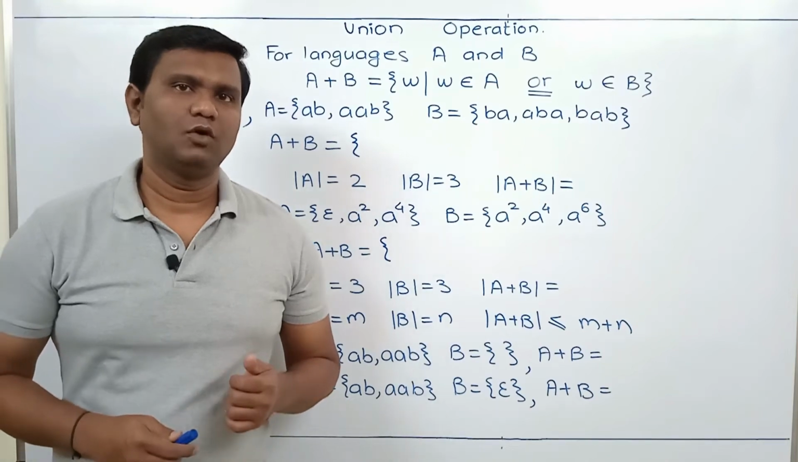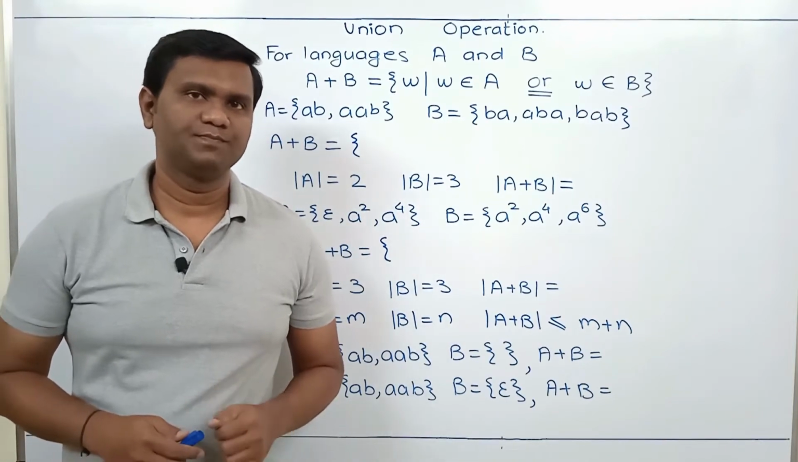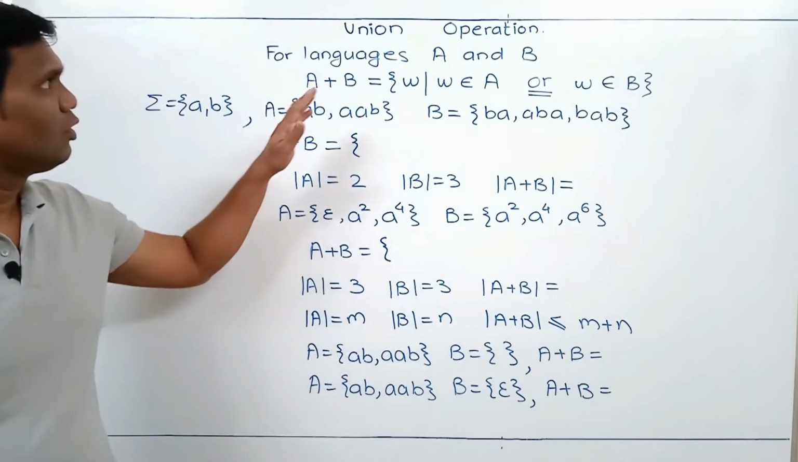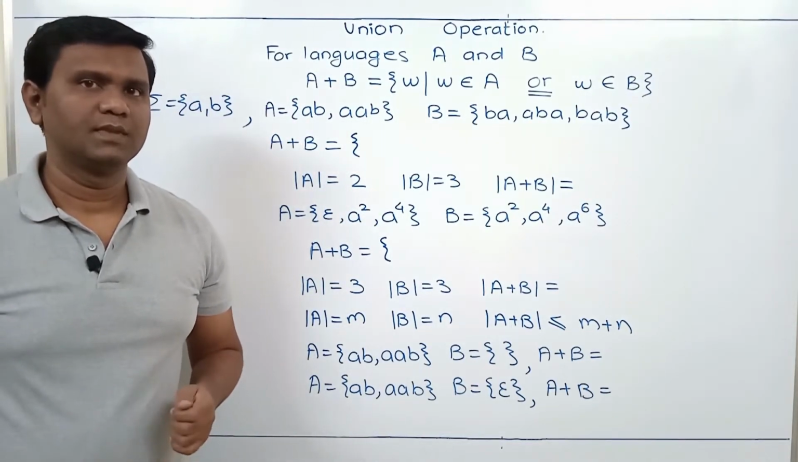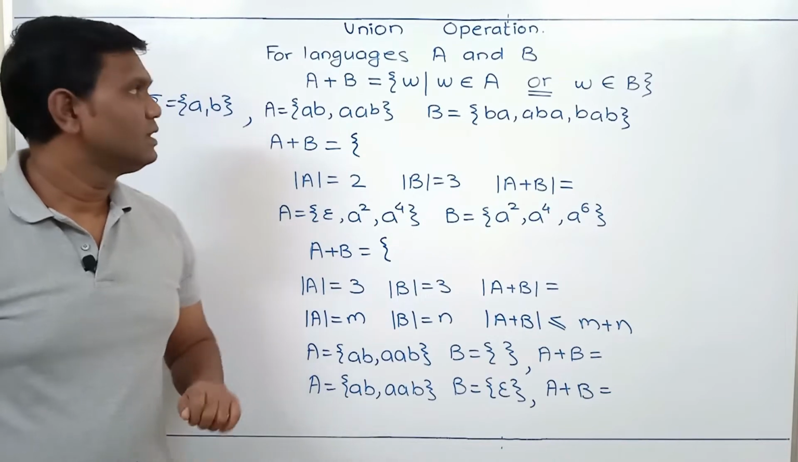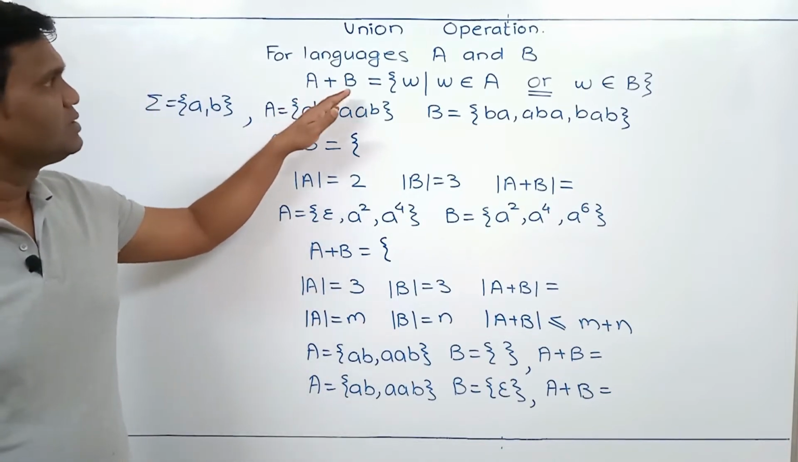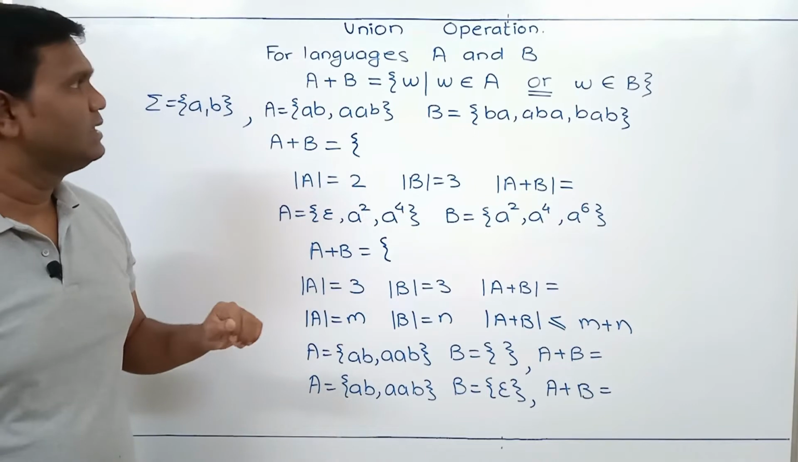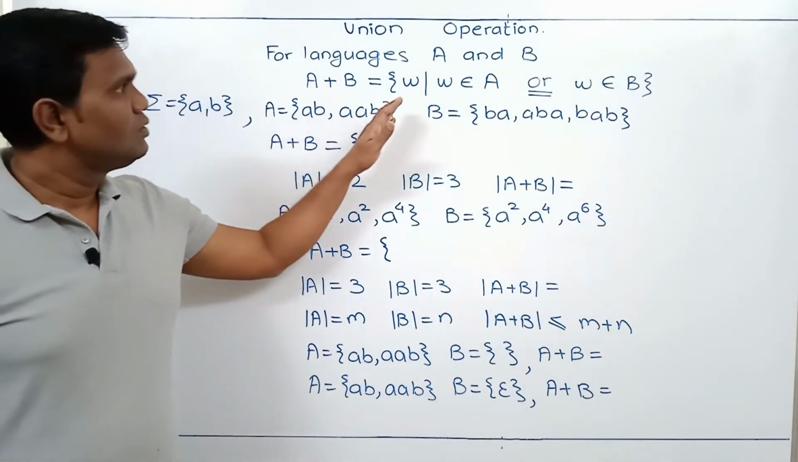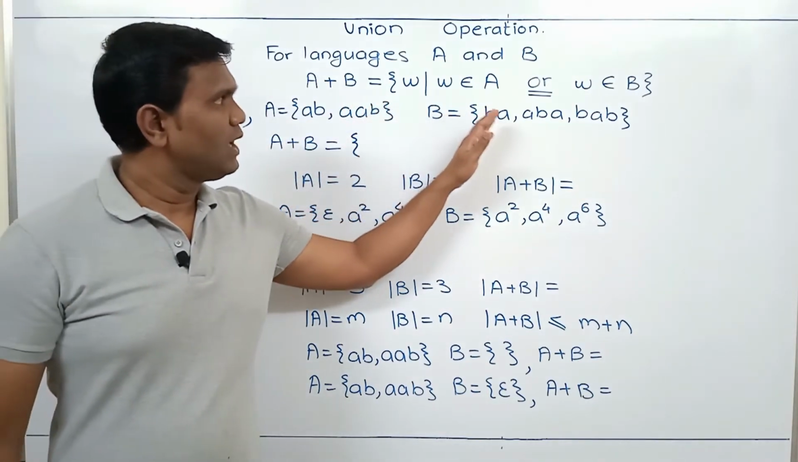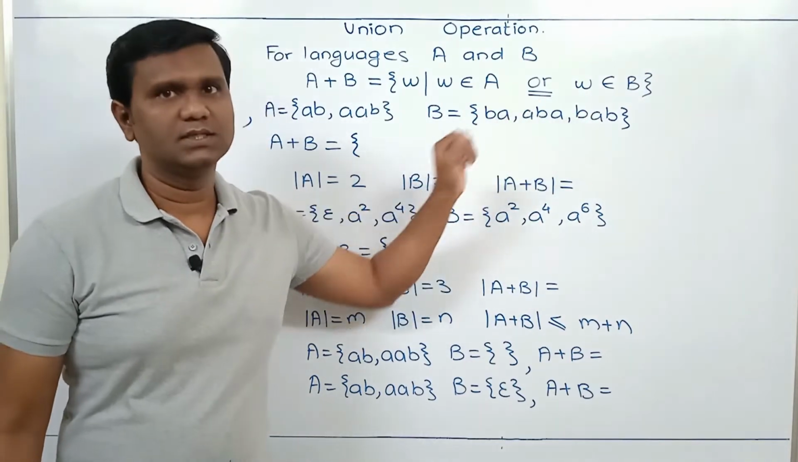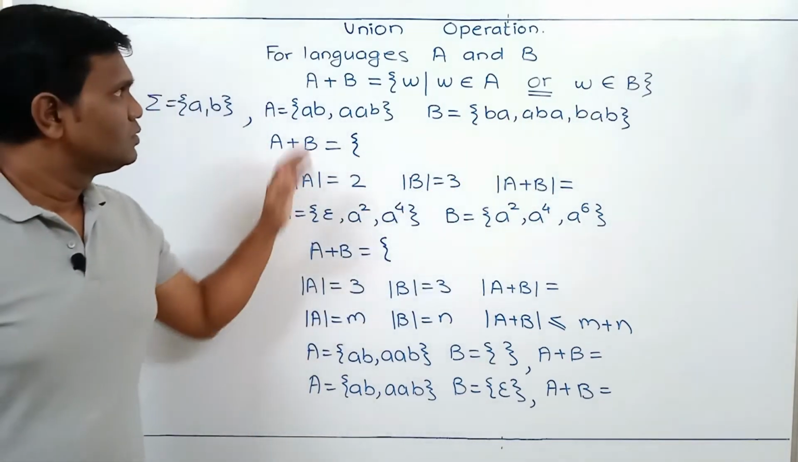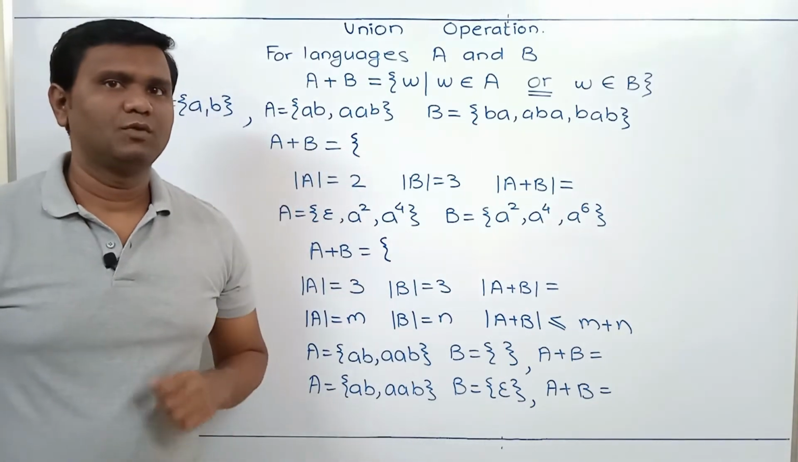Let's continue with operations on strings and languages. So here we will see the union operation. For languages A and B, the union of A and B is denoted as A + B, and it is defined as A + B = {w such that w belongs to A or w belongs to B}. So here there is an OR condition. This is simply the set union operation.